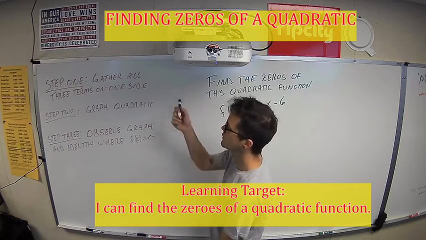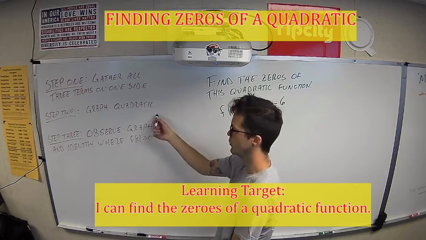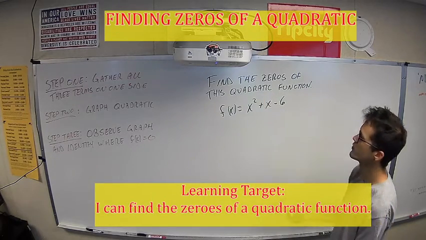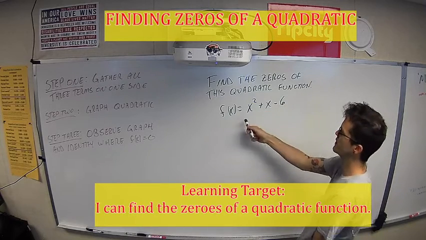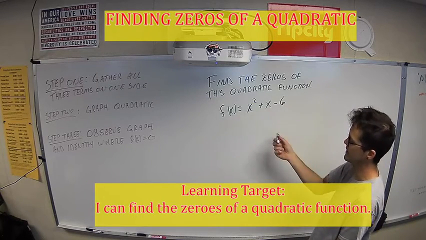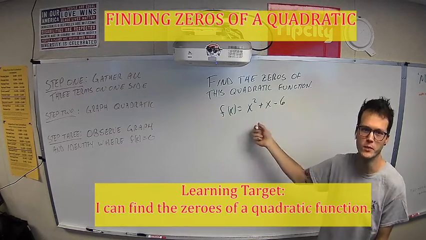So we learned last time, when you're solving a quadratic by graphing, you gather all 3 terms on one side and then you graph the thing. So if we're given this question, here's our example. Find the zeros of this quadratic function. We're given f of x equals x squared plus x minus 6. Well, step 1 here was to gather all 3 terms on one side. Well, done. We got it.